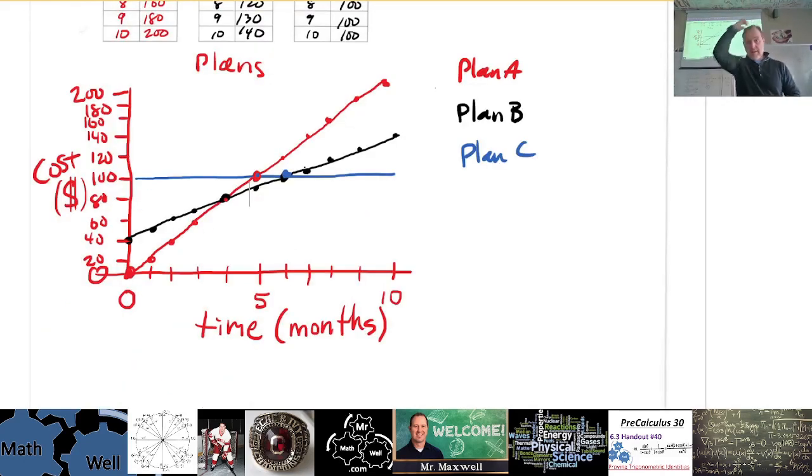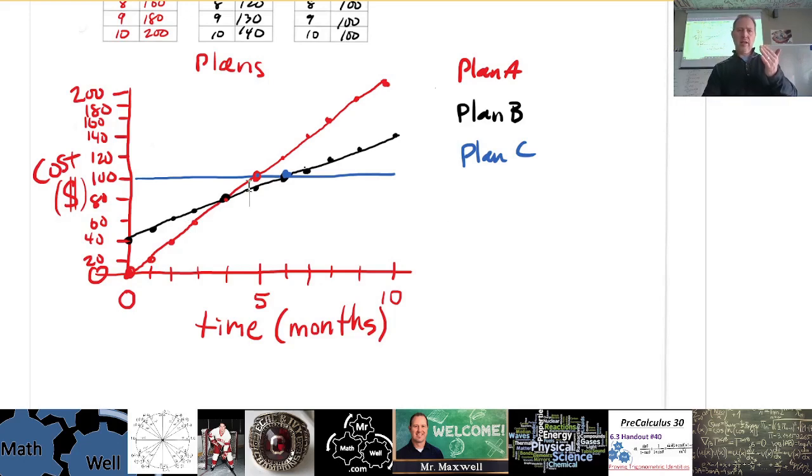All right, so here are my 3 graphs on the same grid with the same scale, and I've got plan A as the red one, plan B is the black one, plan C is the blue one. Does anyone have the 3 graphs that look just like that? Look pretty close to that? Okay, so let's just examine this.